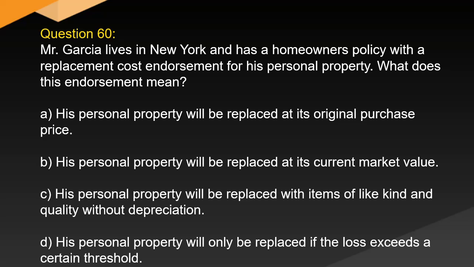Question 60. Mr. Garcia lives in New York and has a homeowner's policy with a replacement cost endorsement for his personal property. What does this endorsement mean? A. His personal property will be replaced at its original purchase price. B. His personal property will be replaced at its current market value. C. His personal property will be replaced with items of like kind and quality without depreciation. D. His personal property will only be replaced if the loss exceeds a certain threshold.